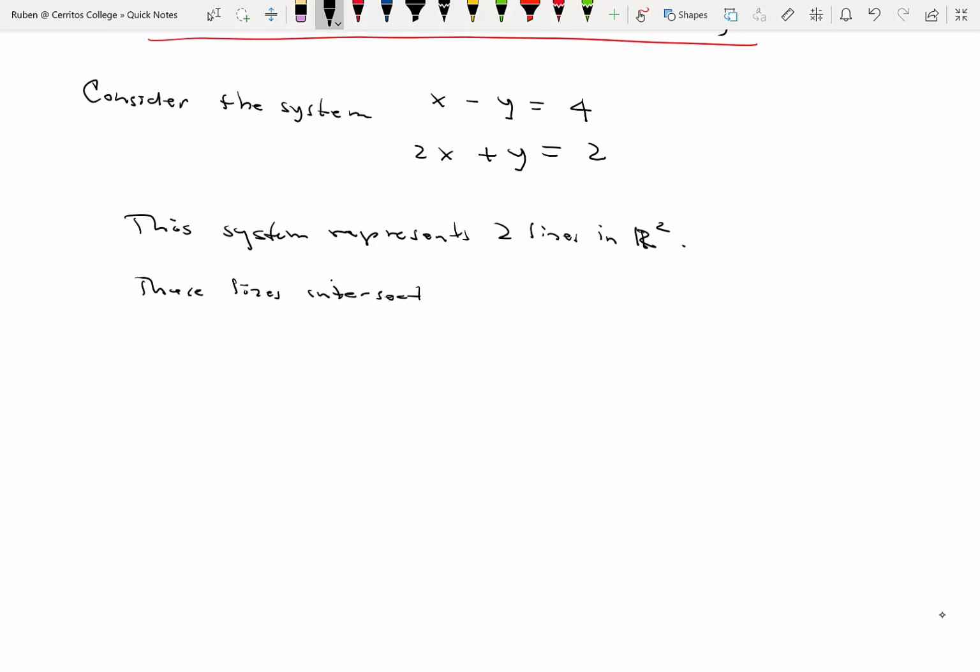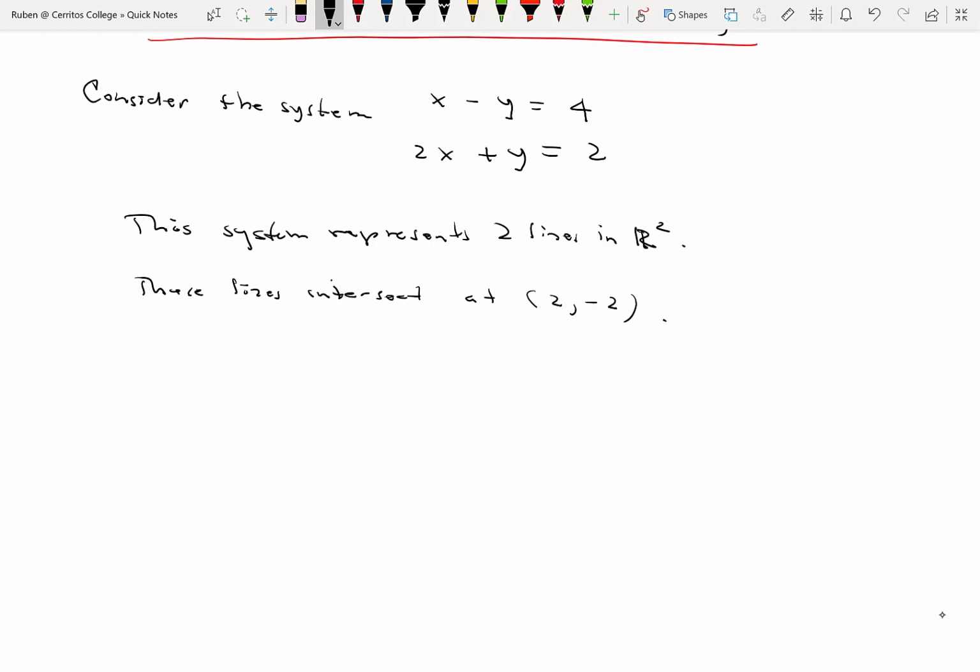And they intersect at the point (2, -2). In other words, each of these equations is satisfied for x equals 2 and y equals -2, and geometrically this represents two lines that intersect only at one point. Lines can intersect at more than one point. We'll talk about that in a minute.